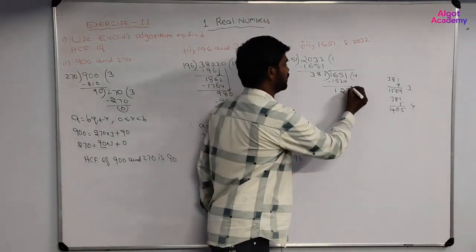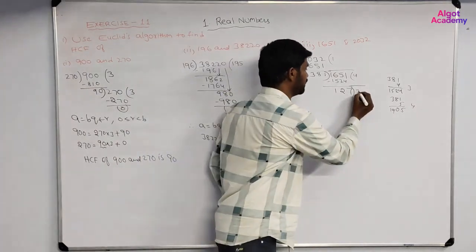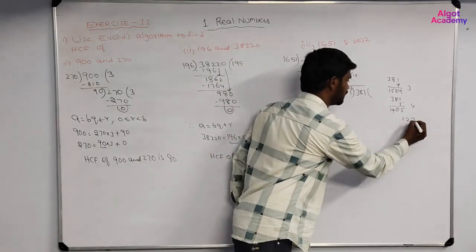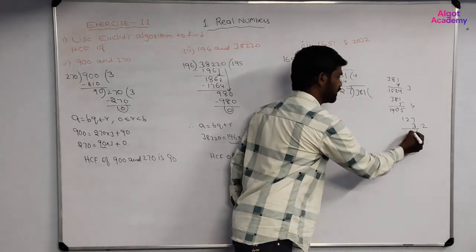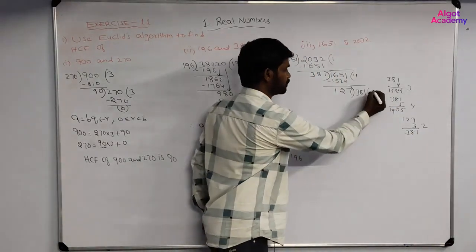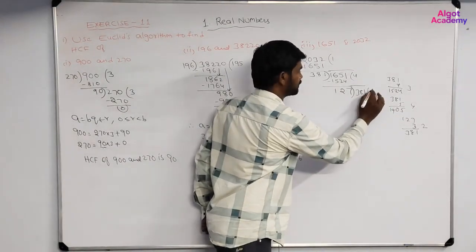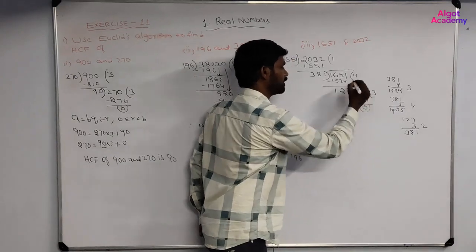Okay, so 127 becomes the divisor and 381 is the dividend. Now 127 into 3: 3 sevens are 21, carry 2; 3 twos are 6 plus 2, 8; 3 ones are 3. So it is 381. So finally we get the remainder 0.